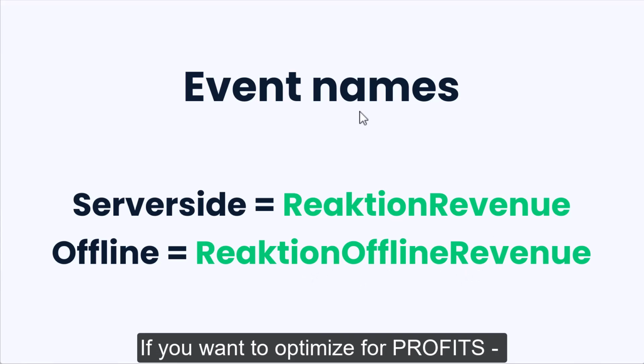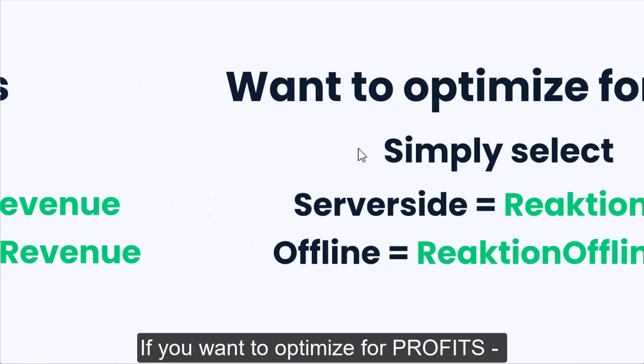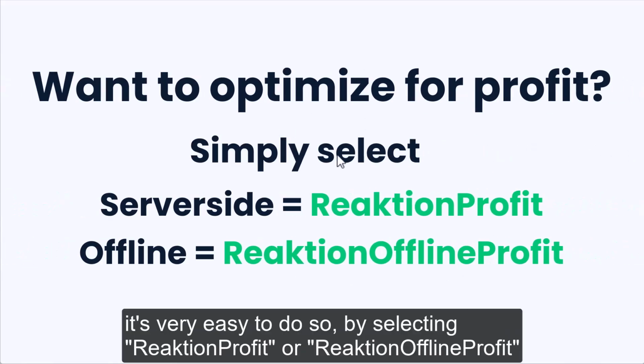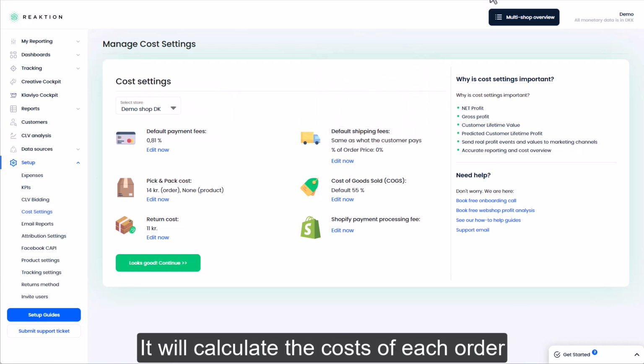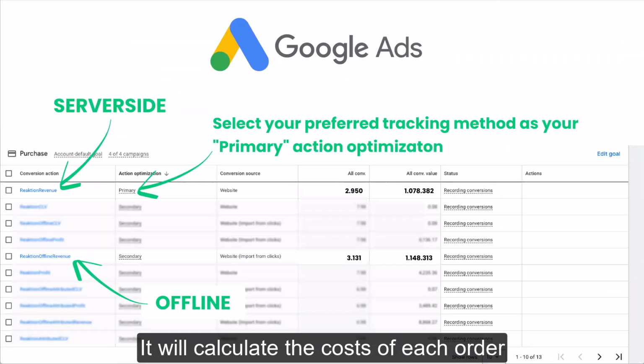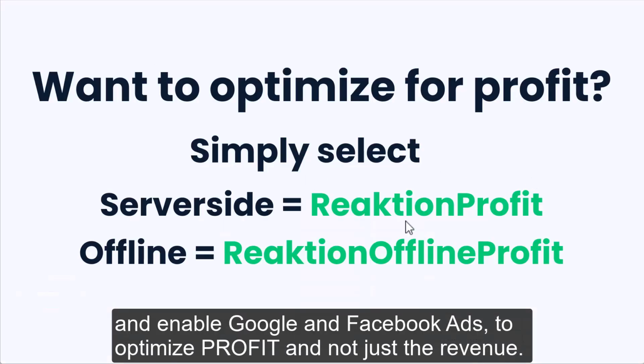And if you want to optimize towards profit, it's very easy to do so. You can simply select Reaction Profit and Reaction Offline Profit. So it will take into account all the costs set here for each order, and thereby you can tell Google to, instead of optimize for revenue, you can simply optimize towards profit. Very easy to do so in Reaction, yeah.